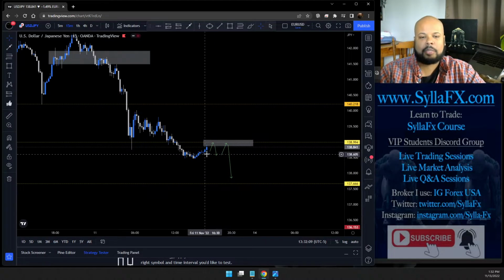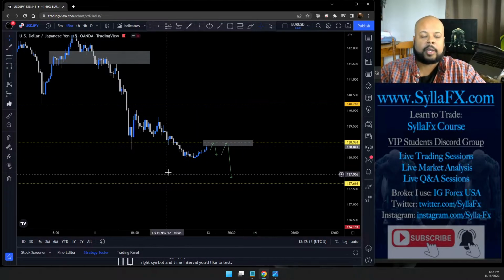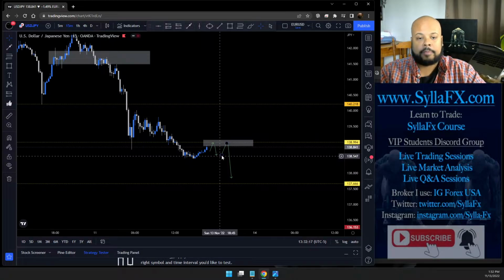But I would need to see price react to that resistance level, since it is a major level right now. I need that to reject here, come down a little bit, and maybe come back up and reject again.